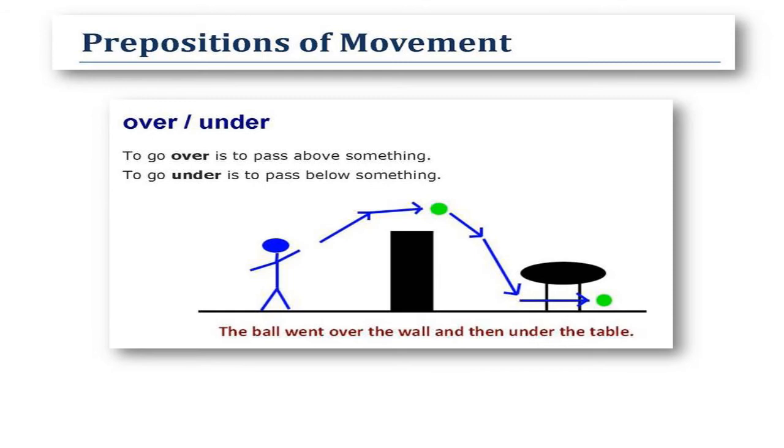Over and under. To go over is to pass above something. To go under is to pass below something. The ball went over the wall and then under the table.